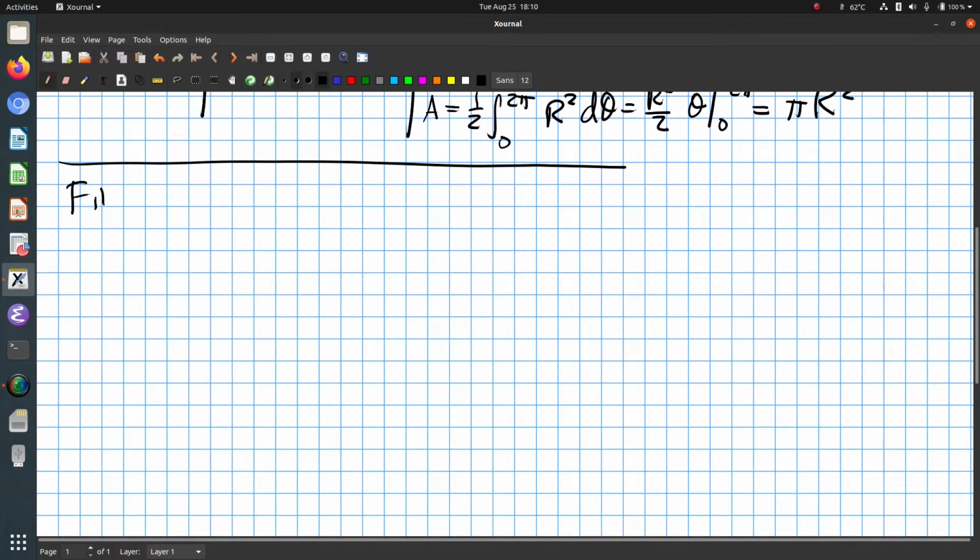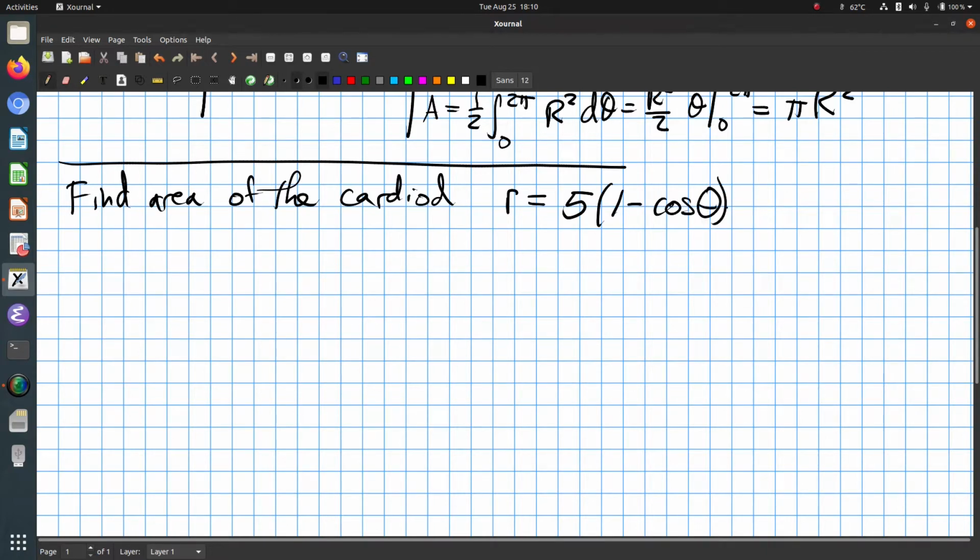So find the area of the cardioid r equals 5 times (1 minus cosine of theta). And without any limits on theta, it'll go between 0 and 2 pi.